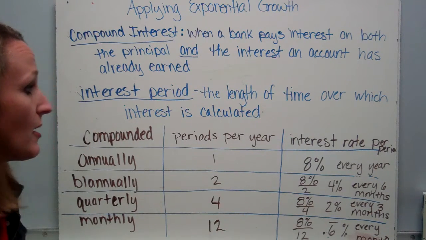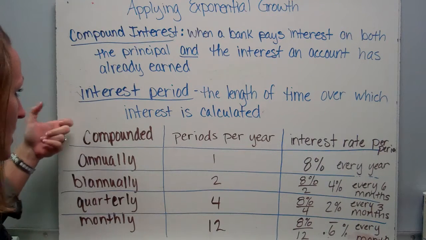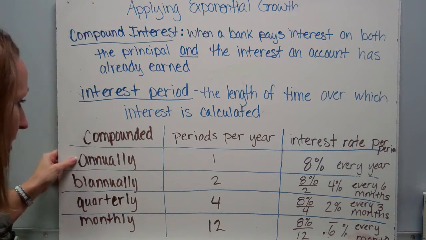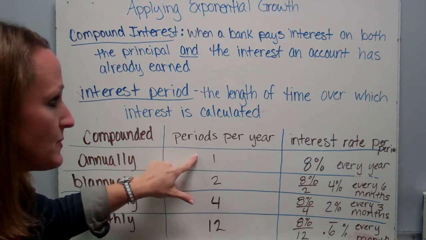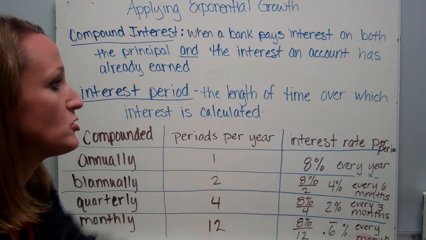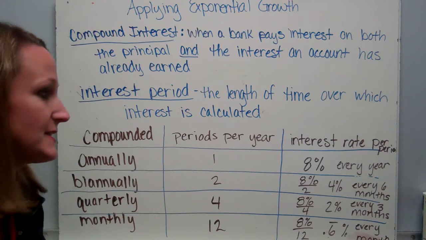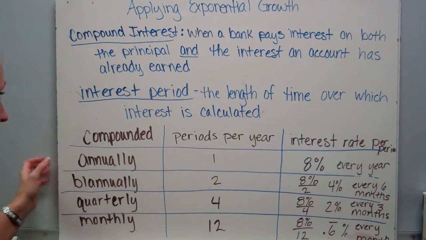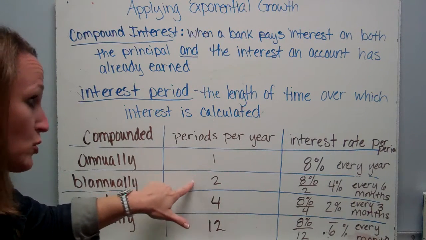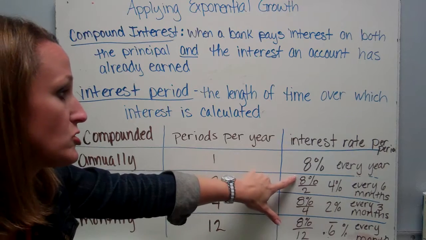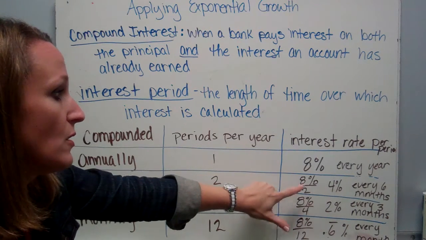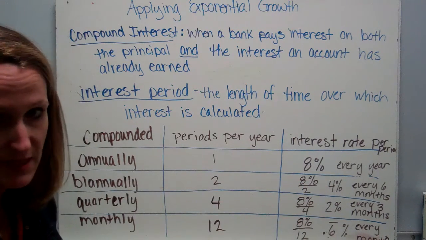So let's say we're talking about compound interest. Things are compounded either annually, which means once per year, and then we have our interest rate. In this example, we're going to say 8% every year. It can be compounded biannually, which means twice per year, in which case you take your interest rate, divide it by 2, which means it comes out to be 4% every 6 months.